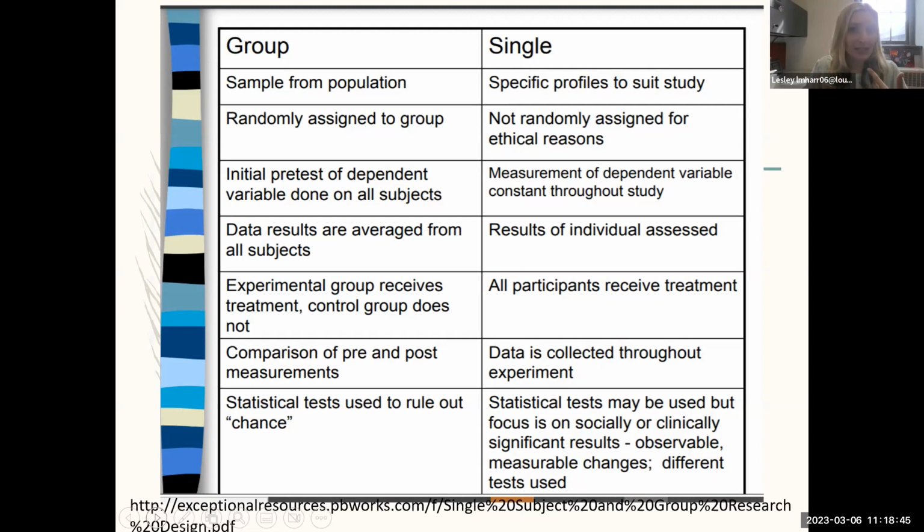So single systems, you're really focusing on one organization. You're looking for an organization that has a profile to suit the study. You're not engaging in randomization. There's a measurement of the dependent variable, constant throughout the study. The results are individually assessed, all participants receive treatment, and data is collected throughout the experiment. Statistical tests may be used, but the focus is on socially and clinically significant results.